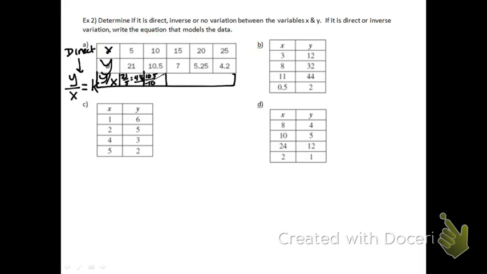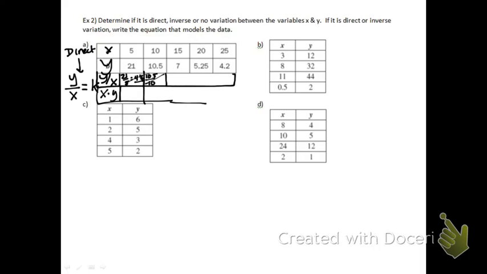So this is not going to work because these aren't going to be equal to the same values. Let's try, on the other hand, what if we did x times y? Let's make another column here and check what happens if we do x times y in each case.